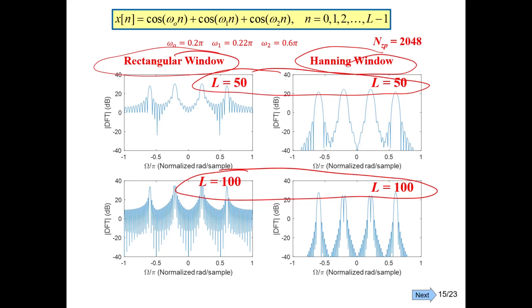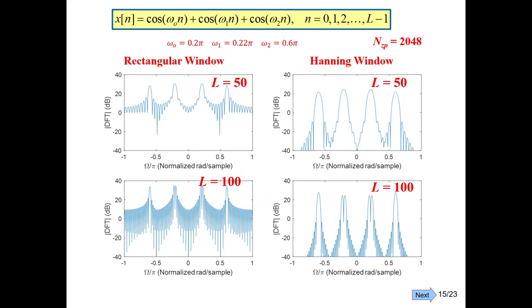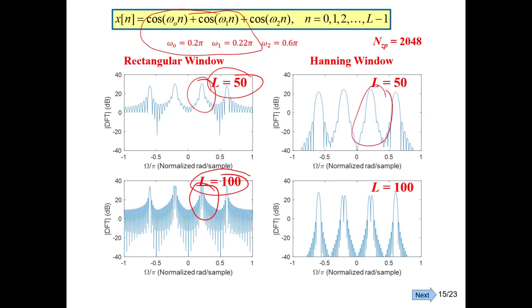So now we can see what's happening. Let's just look at the rectangular case. Notice that these two sinusoids are very closely spaced in frequency. With 50 collected samples, we can't see those two close ones. But when we go to 100, we can see those two spikes. Now, when we go to the Hann window, with 50 samples we still can't see the two spikes for the two closely spaced sinusoids. And fortunately, when we go to 100, we can see them.